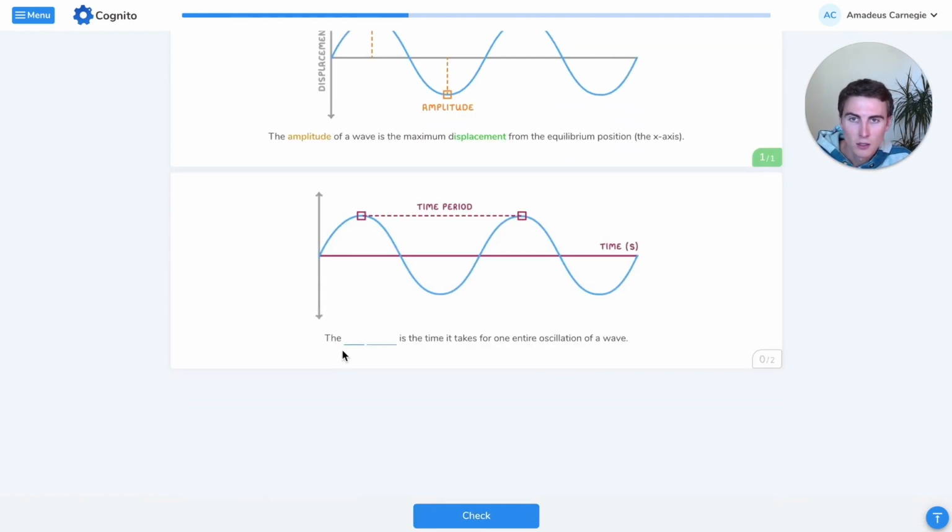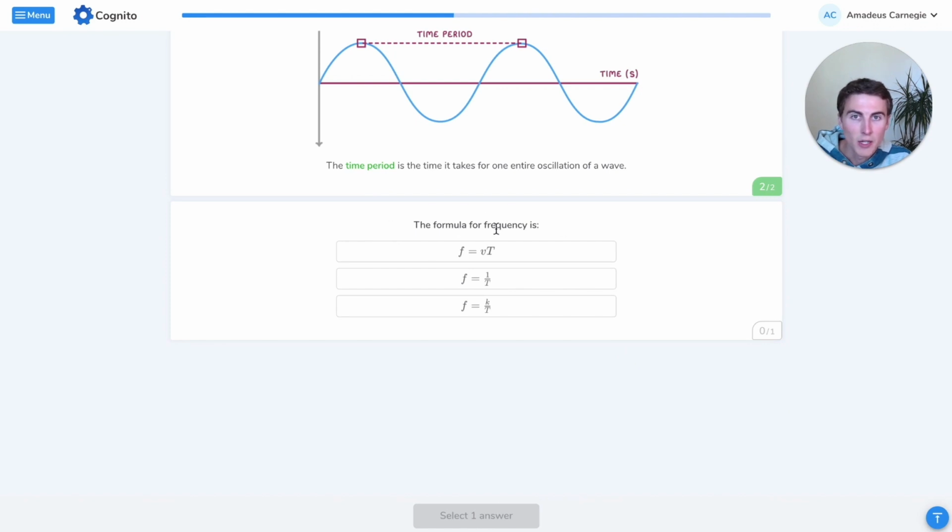Okay, next we have the something is the time it takes for one entire oscillation of a wave. So this is like wavelength, but rather than talking about distance, it's talking about time now. So the time it takes for one entire wave is the time period. Oops, spelled that wrong. Yeah, time period.